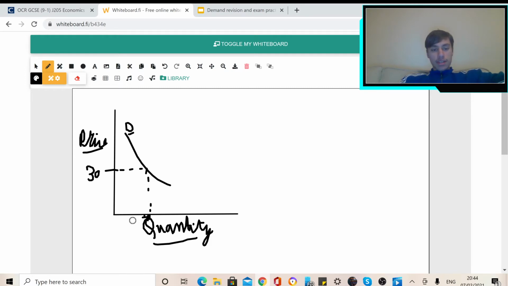So, sorry, I can't write it here. This is for here. So we understand that for a price of 30 pounds, the quantity demanded for a particular product would be, let's say, 10 units. Now we understand how to represent a demand curve.